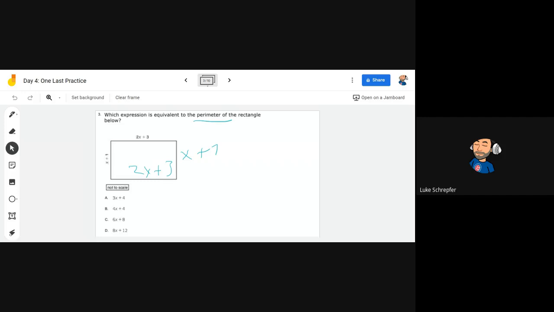So, we're combining our like terms. And our like terms, remember, have the same variable. So x plus x is 2x, because 1 plus 1 is 2, plus 2 is 4, plus 2 is 6x. Then we're going to add the regular numbers. 1 plus 1 is 2, plus 3 is 5, plus 3 is 8. So our answer is C.